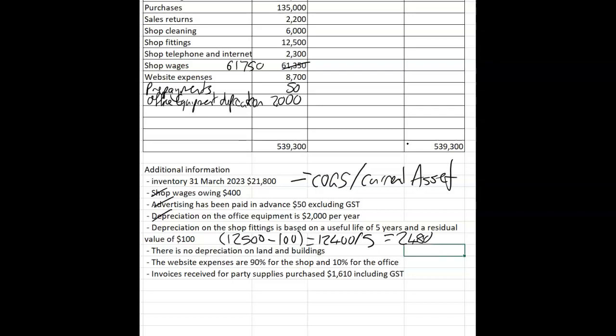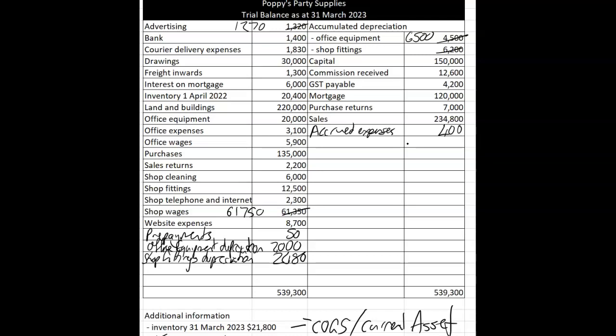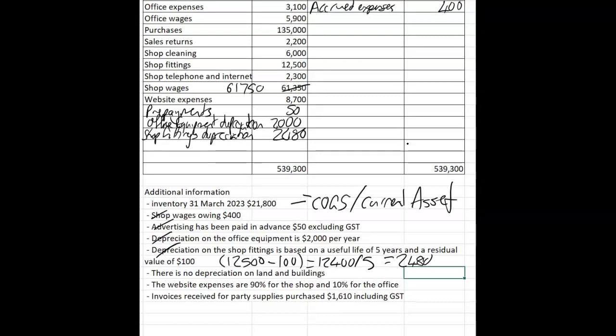Right, we're going to write it in the depreciation on this side. Shop fittings. And you're going to add it also up to here. You might like to check that one in the calculator, but we've added 2,480 to both sides. Cross that one off. No depreciation on land and buildings. Good, we don't need to do anything.